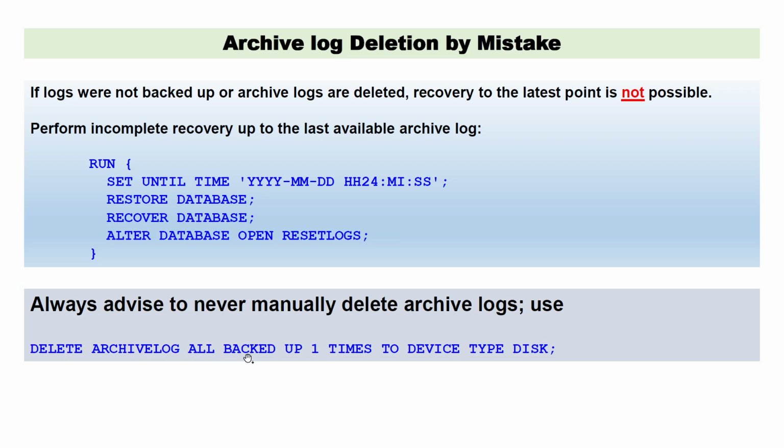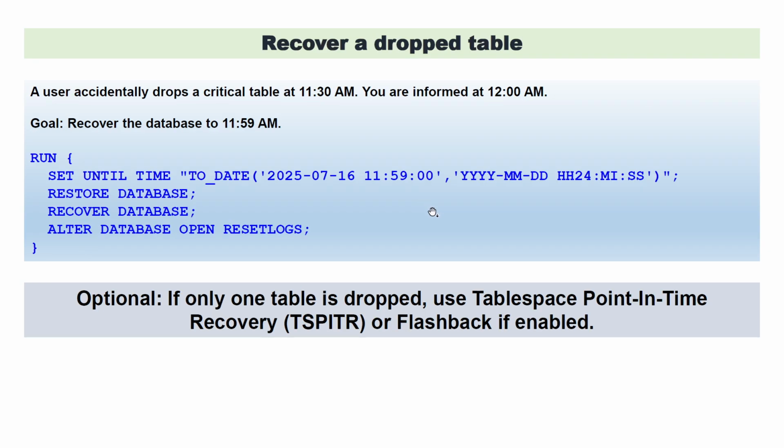It is always advised to never manually delete archive logs. Use delete archivelog all backed up 1 times to device disk. This will delete all the archive logs which are backed up at least one time. So use this kind of command to make sure, and never delete your archive logs manually.